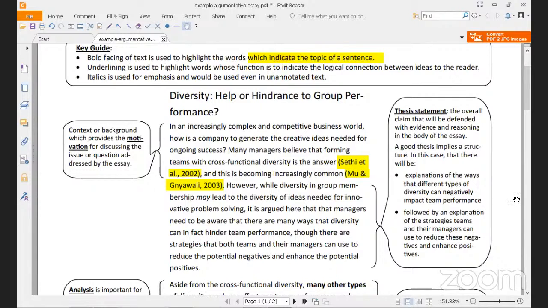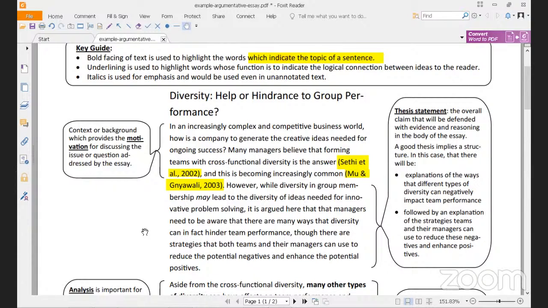Use the paragraph, right? Yes, please. Okay. Diversity: help or hindrance to group performance. In an increasingly complex and competitive business world, how is a company to generate the creative ideas needed for ongoing success? Many managers believe that forming teams with cross-functional diversity is the answer (Shady et al., 2002). And this is becoming increasingly common (Mu and Jinjawali, 2003).